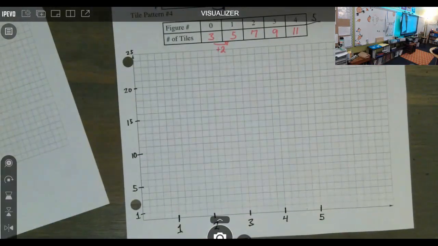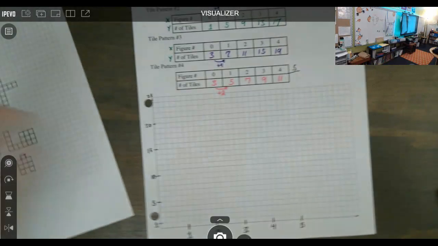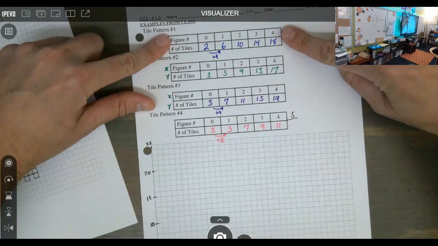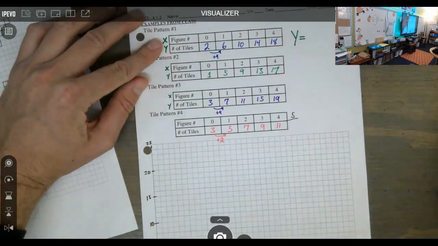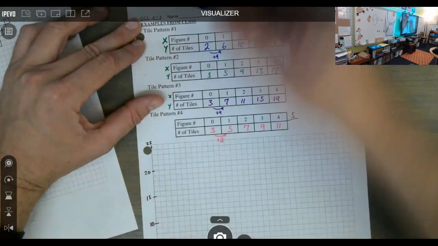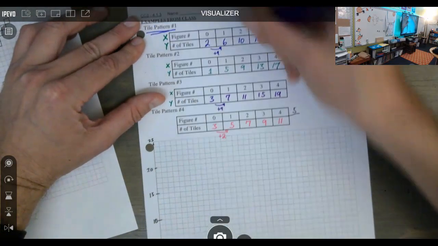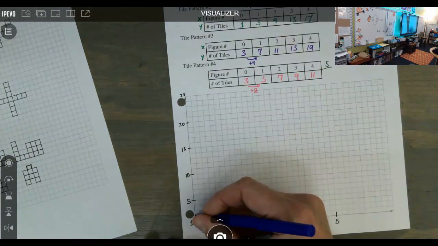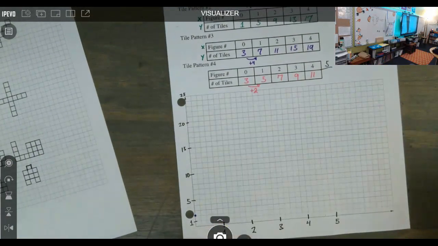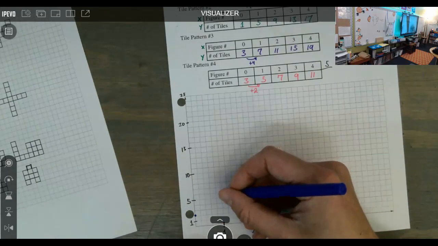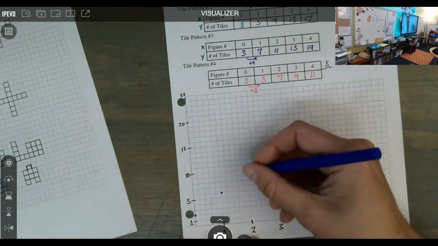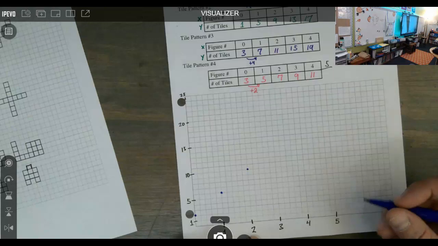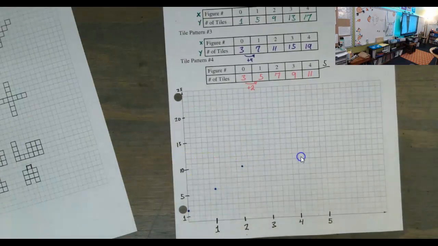You can see that I color-coded mine. If you want to go ahead and color-code and use highlighter or whatever, you can. Take this data, like all of these data sets, we're going to put it on the graph. So, for example, my blue, because I made tile pattern 1 blue, starts at 0, 2. So I'm going to go 0, 2, 1, 6, 2, 10. Math for sure has sound effects.